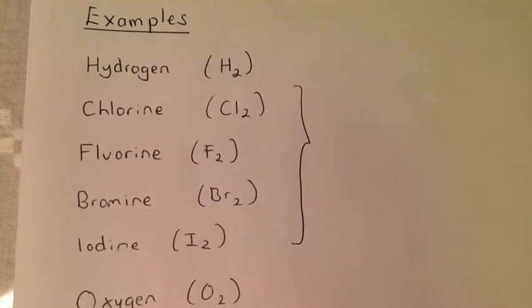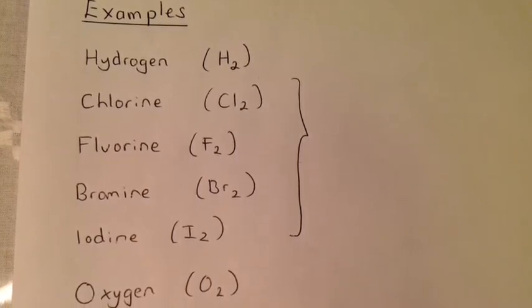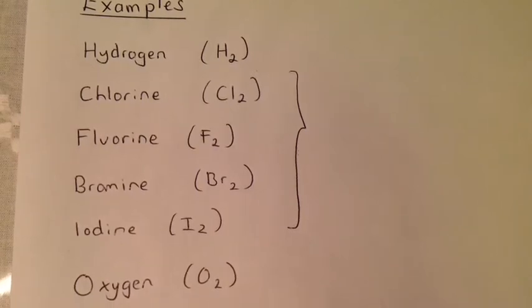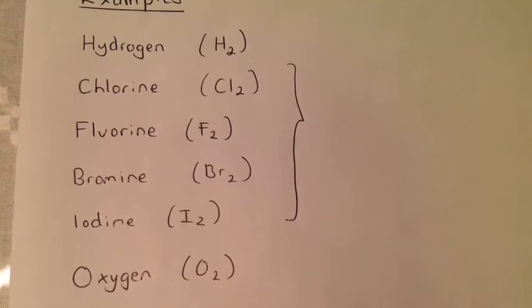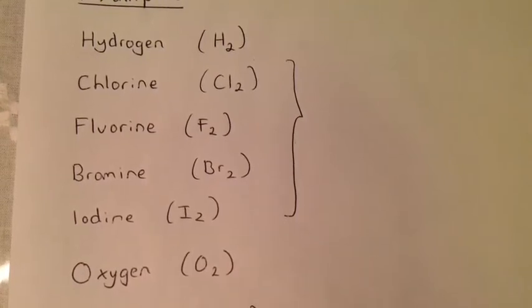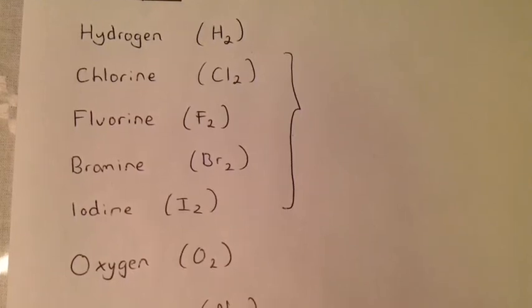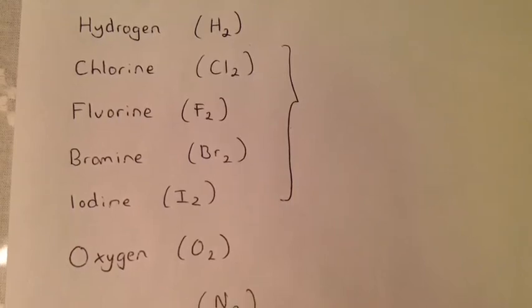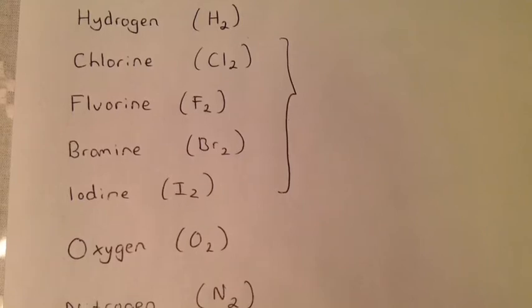Here are some examples of some molecules that you may come across. So we've got hydrogen, chlorine, fluorine, bromine, iodine, oxygen, nitrogen. All these substances exist naturally as diatomic molecules, so they're made of pairs of atoms bonded together. You'll see I've put a bracket around 4 of them. Perhaps you recognise that these are all found in group 7 of the periodic table.